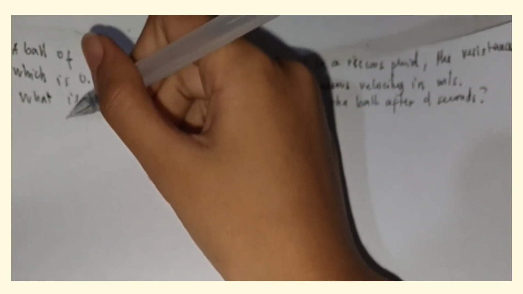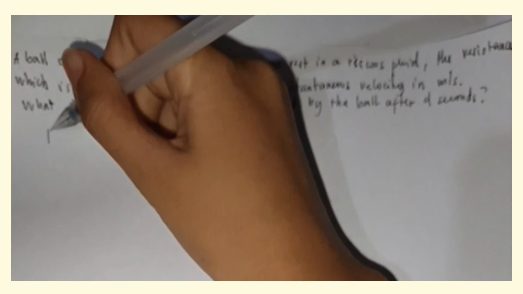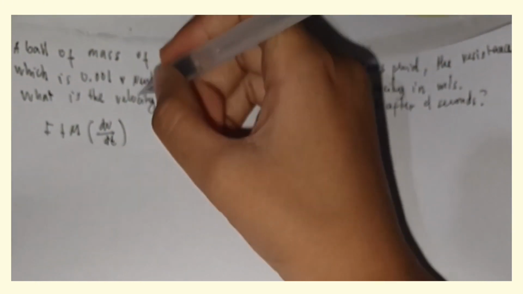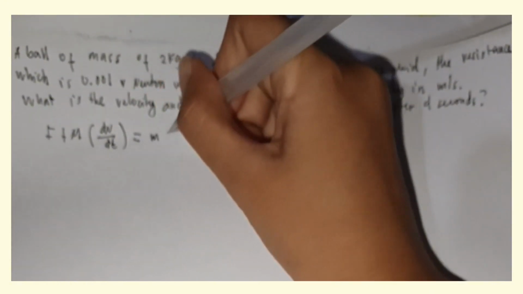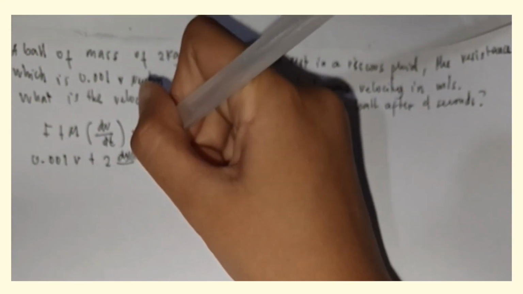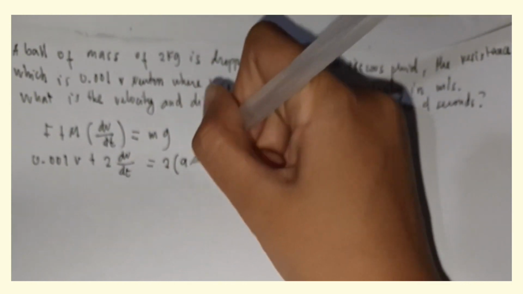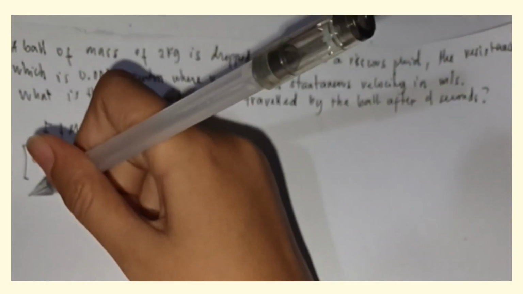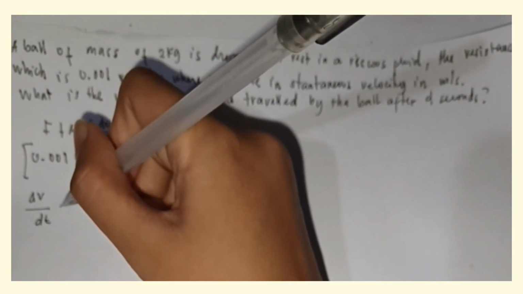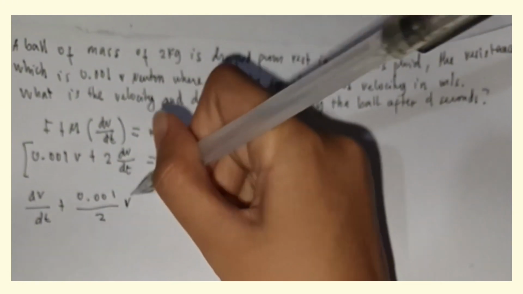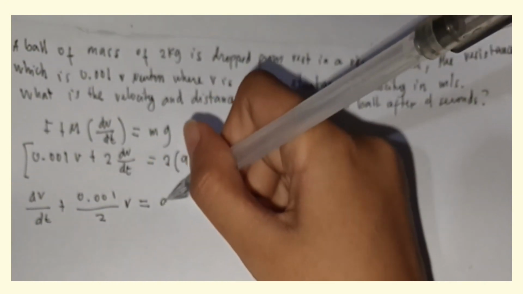Okay, let's try. Let's write the given. The formula again is F plus m dV over dt is equal to mg. So the resistive force 0.001 V plus the mass 2 dV over dt is equal to 2 times 9.81. Again, we are going to divide both sides by 2. So we have dV over dt plus 0.001 over 2 V is equal to 9.81.